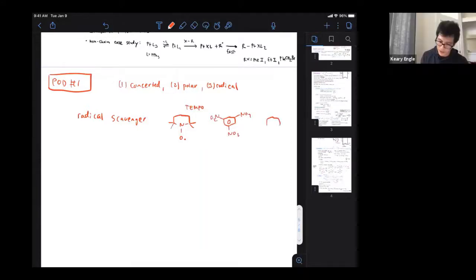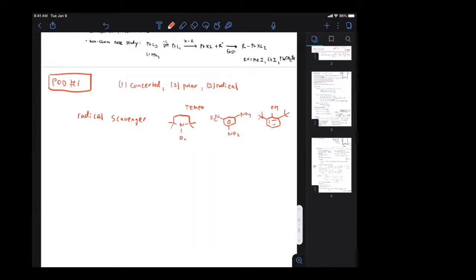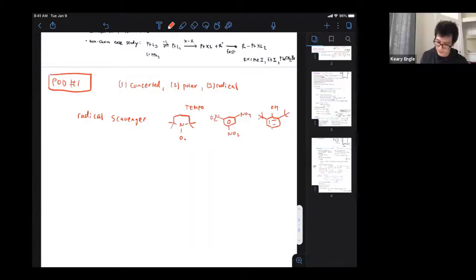Okay. One that's of this general flavor that you're thinking about is, oh yeah, right, the BHT. I can't remember this. Butylated hydroxytoluene, BHT. And then the other thing you talked about was radical clock. So let's unpack both of these quickly.